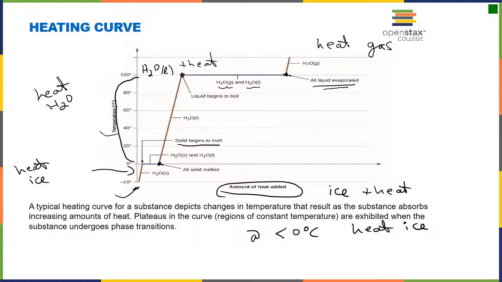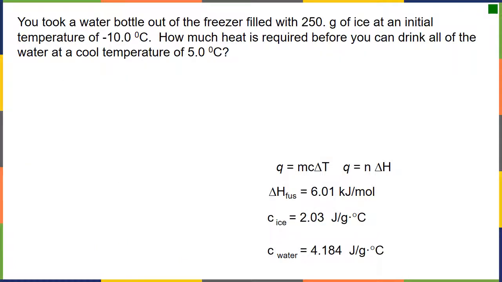Realizing again that at phase changes, our temperature is constant. As we go in between phase changes, we are going to have to add heat until we get our solid or a liquid to the correct temperature it needs to be in order to undergo a phase change. So let's consider some phase changes. We're going to take a water bottle out of the freezer with 250 grams of ice in it at an initial temperature of minus 10 degrees Celsius. And we're just going to ask how much heat do we need to add to it before we can drink all of it at a temperature of 5 degrees Celsius. So what are we going to do? Well, we know if we have ice, we know that ice melts at 0.